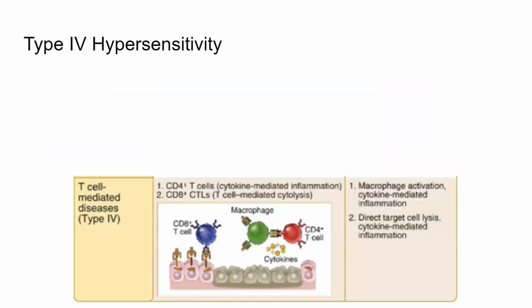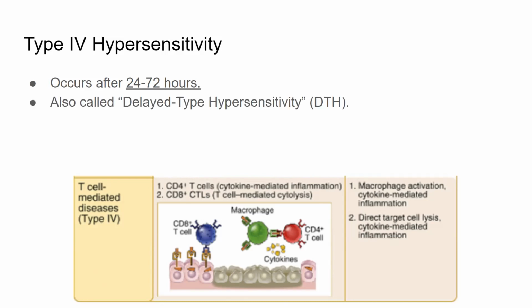Okay, and lastly, we'll talk about type 4, and this will be my last little piece here, and then we'll be done, okay? So type 4 hypersensitivity takes the longest, 1 to 3 days is a good estimate. And the reason it's called delayed type hypersensitivity is that it takes 1 to 3 days for the reaction to occur. And the reason for this is because it's mediated by T cells, usually CD4, but sometimes CD8.